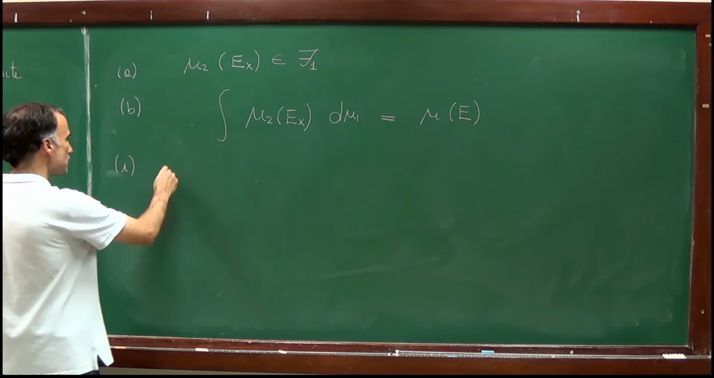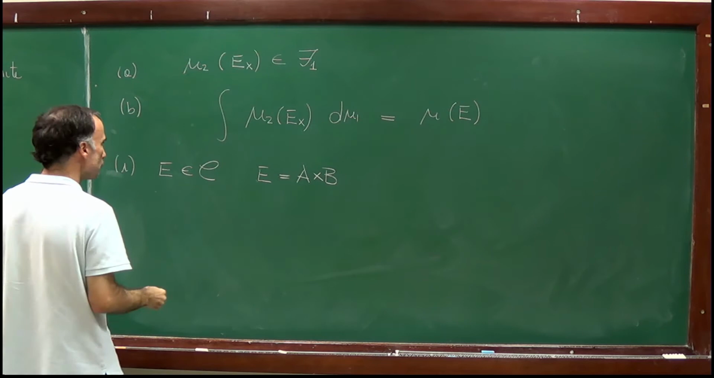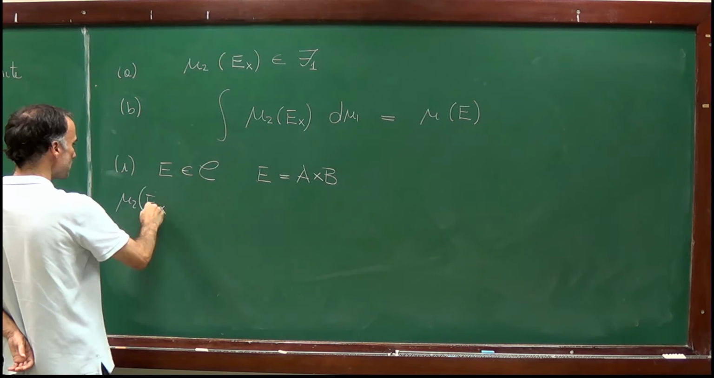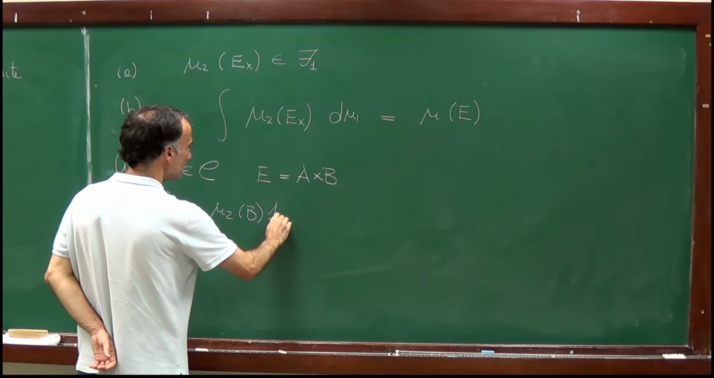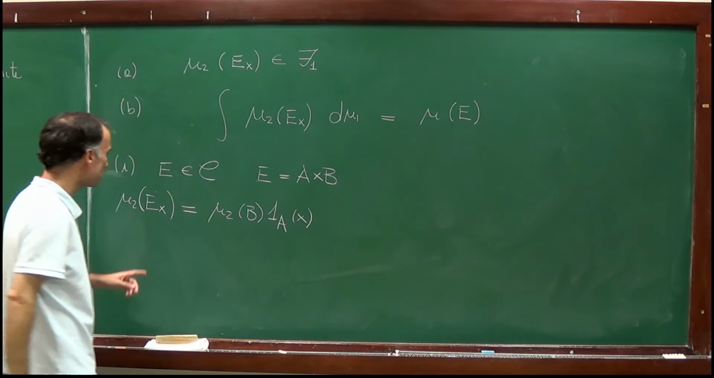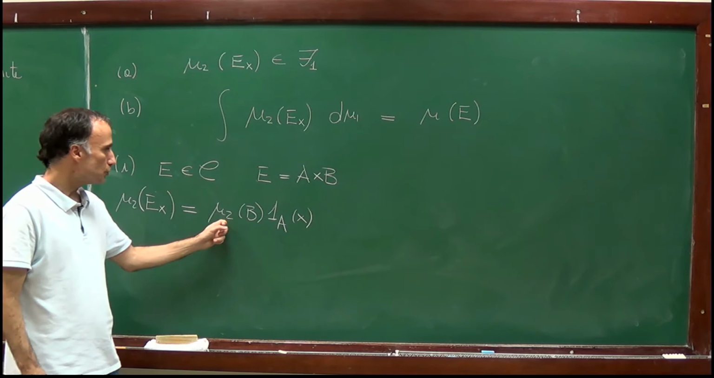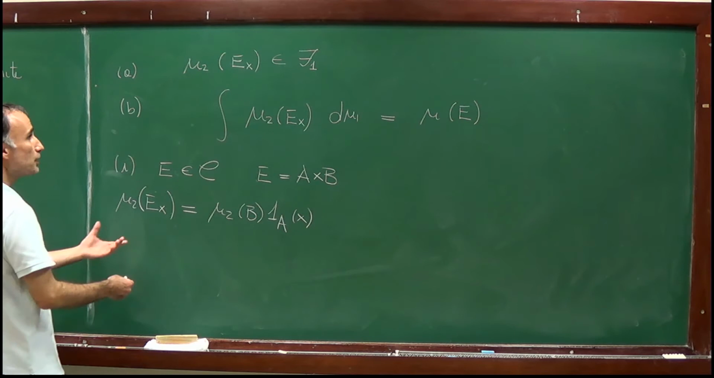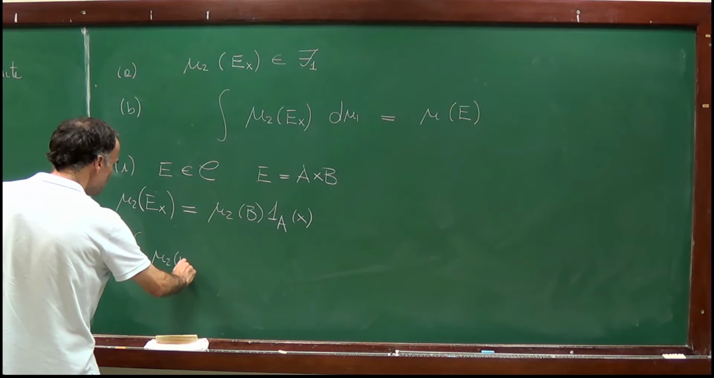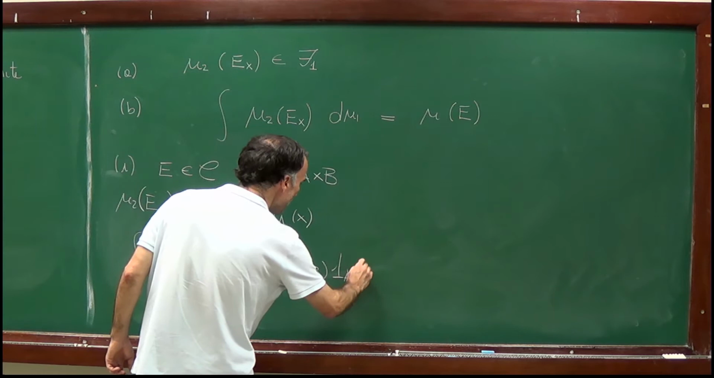Let's first assume that E is a rectangle, so that E is equal to A times B. In the first part of the proof, we have seen that if E is a rectangle AB, where A belongs to F1 and B to F2, then mu2 of Ex is equal to mu2 of B times the indicator of the set A. And therefore, if I integrate that with respect to mu1, this is the integral of mu2 of B times the indicator of A d mu1.